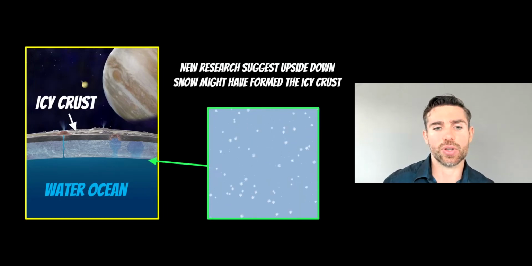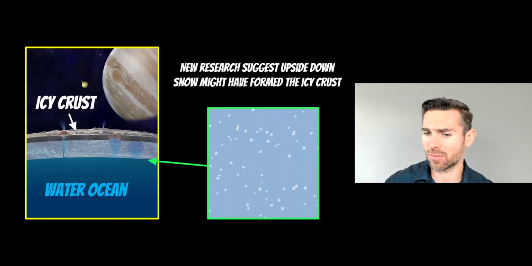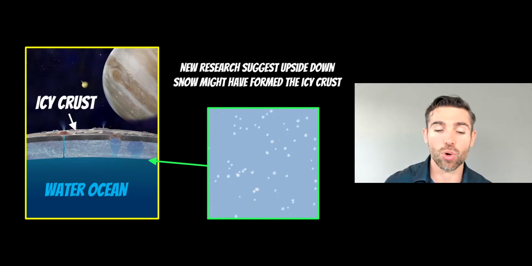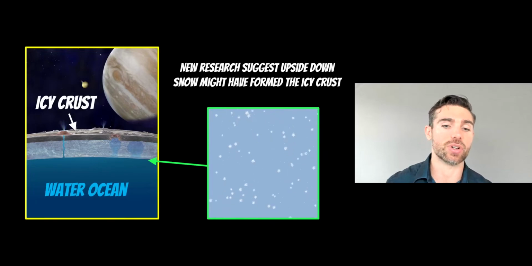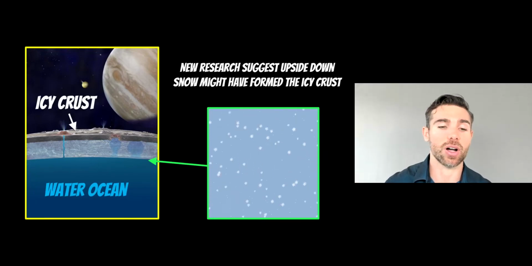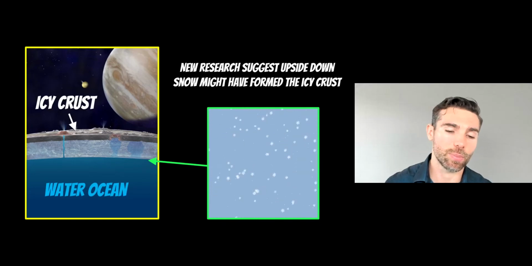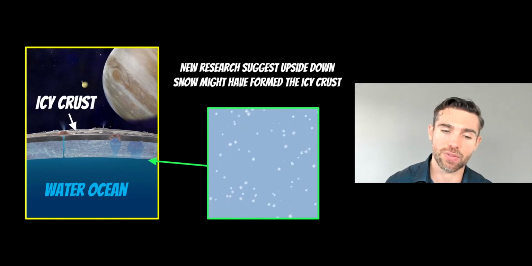So this research suggests that it's upside down snow. So it's not really snow because you're in a water ocean, but it's ice that's going to be drifting upwards onto the actual icy crust from underneath. But this research suggests that's how this crust might actually have formed.